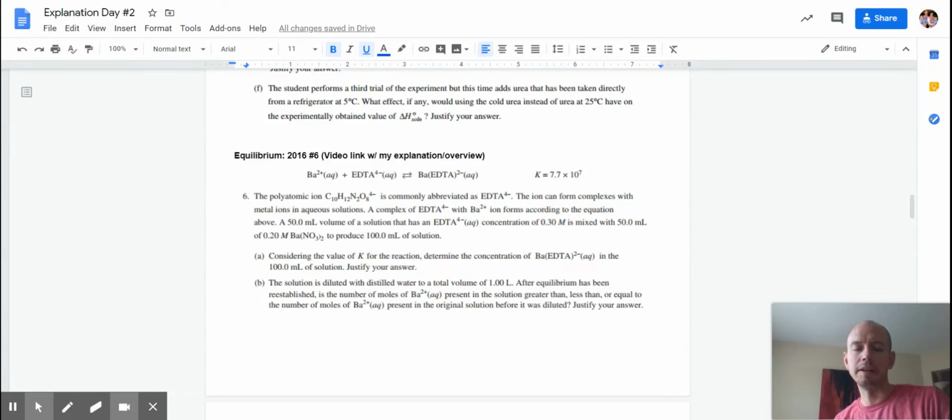For our equilibrium example, I chose probably my least favorite equilibrium question of all time because it's a really good focus on explanations. So once again, when we see a question, we're giving ourselves a quick overview. Okay, reaction, reversible, K value. All right, it's equilibrium. I have volumes and molarities. Asks with K, get to your concentration. It's diluted, greater than, equal to, or less than, justify.